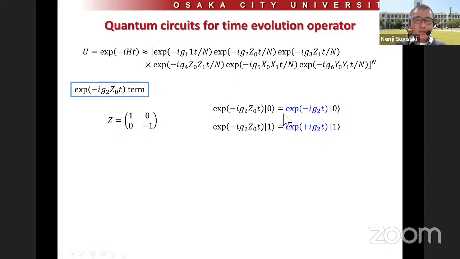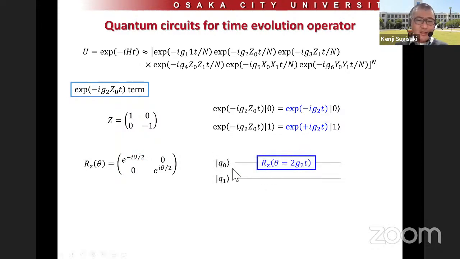So in order to perform this operation, actually the RZ gate has a very similar form to this operator, as shown here. RZ is defined as shown here. So this operation can be realized by applying the RZ gate by setting theta over 2 equals g t. So it means that theta equals 2 g t.